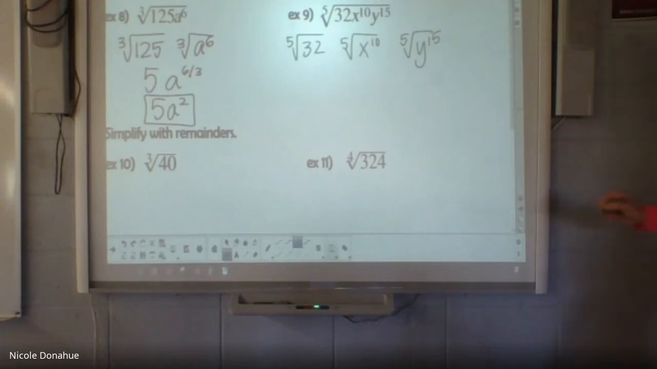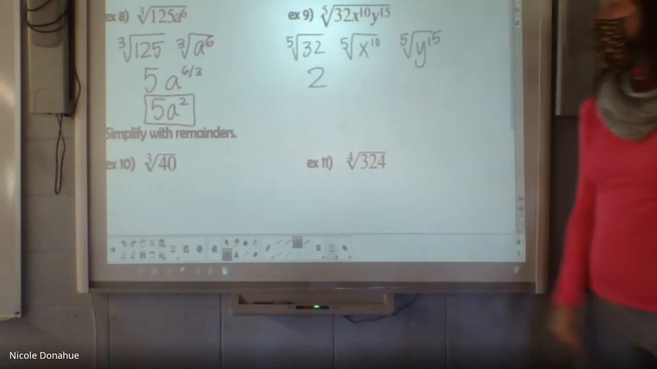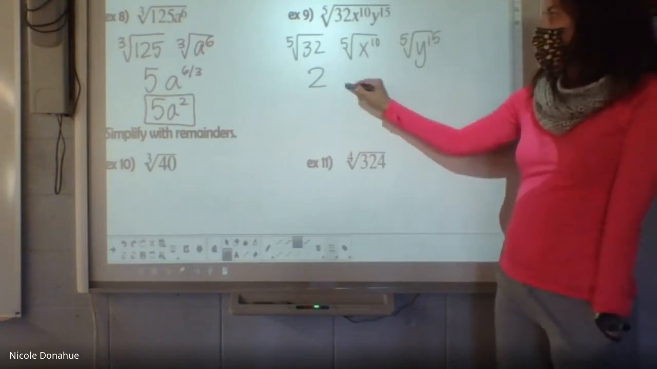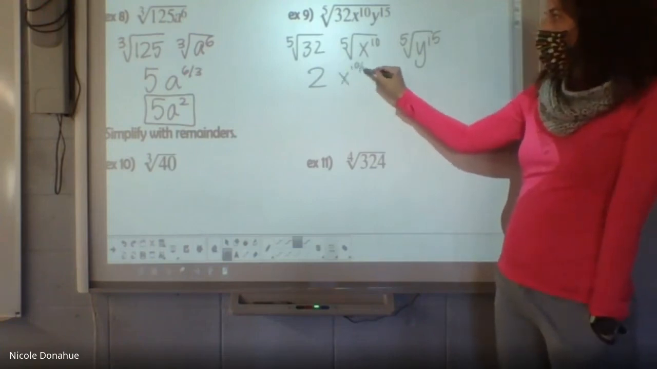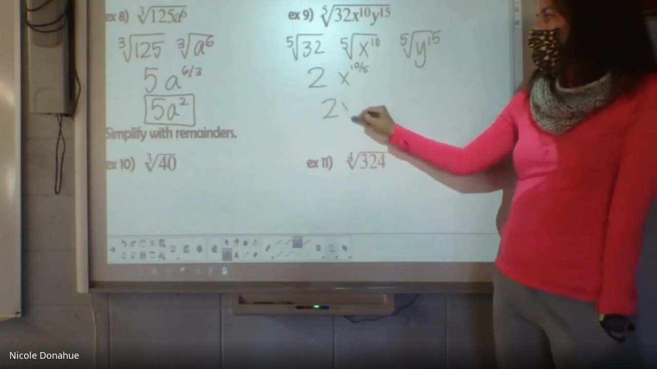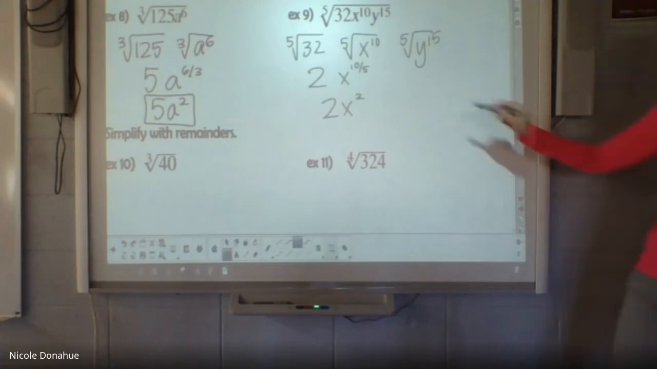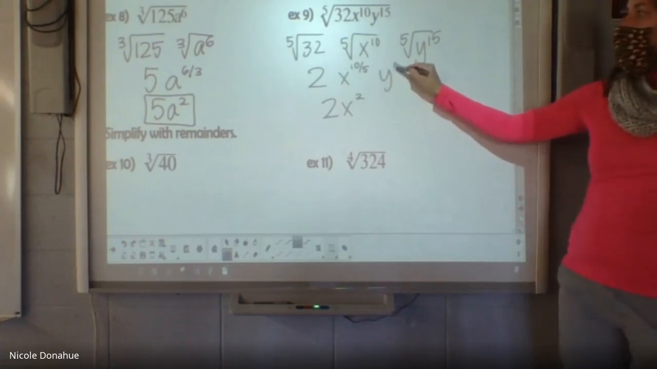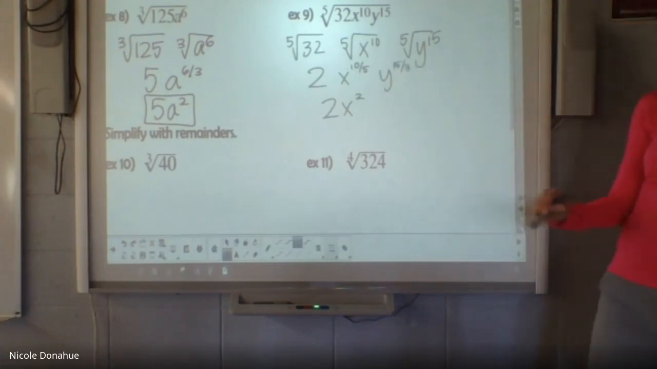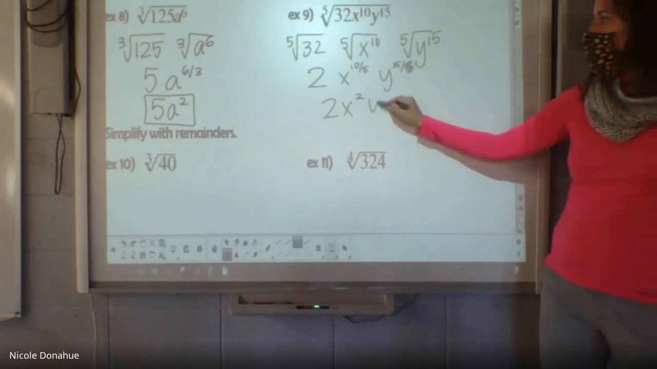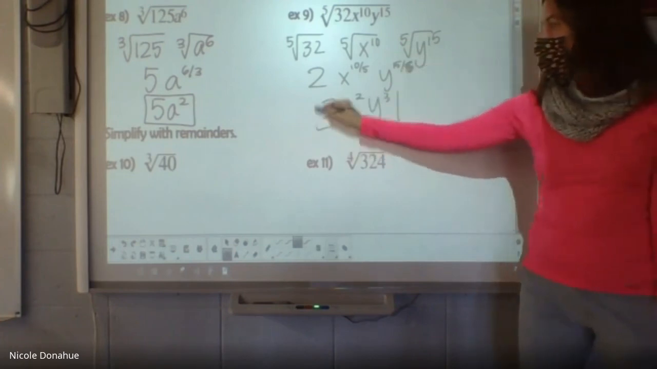The 5th root of x to the 10th is x to the 5 tenths, which is x to the 2nd. So the 10 goes on top, the 5 goes on the bottom. So it's x to the 2nd. And the y, 15 on top, 5 on the bottom. So it becomes a 3.